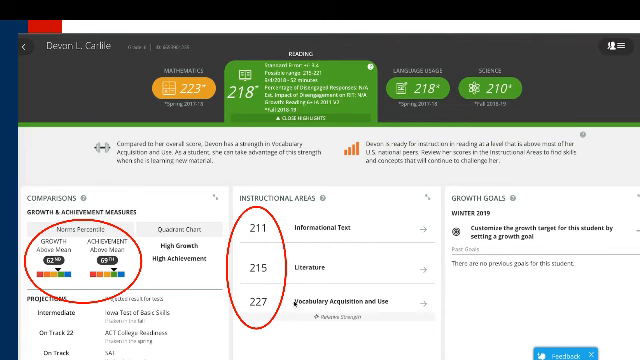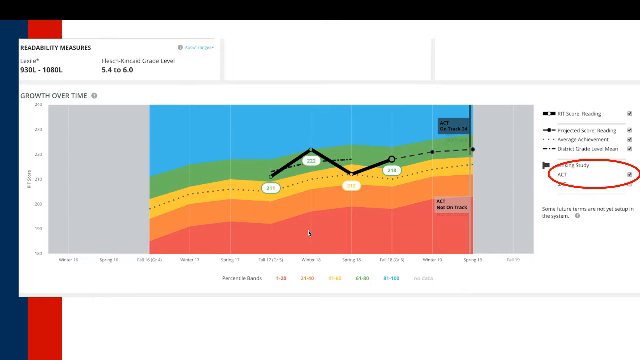This breaks down the 3 different areas of the reading test that we're looking at into the 3 subtests. So you can see this student has a strength in vocabulary acquisition and usage, and the area for growth is definitely informational text because that is the lowest RIT band or RIT score.